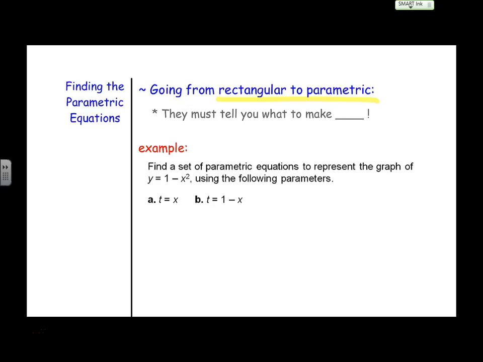Now, here's a long story short. To get the parametric, they have to tell you something about the time or something about the data. It's not there to begin with. It's gone. They have to tell you something about the timing. It's not that you're making up the timing. They have to tell you about the timing so that you can plug it in and incorporate it.